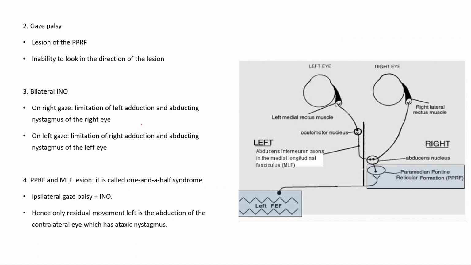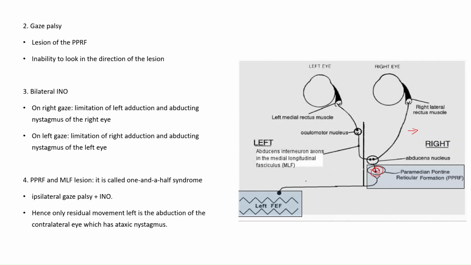So we need this beautiful diagram again to understand the other features also. So what is a gaze palsy? The defect is here in the parapontine reticular formation. So the patient is unable to look towards the right side. So right sided gaze palsy. Simple. The patient is just not able to move. There is no nystagmus. He just can't look towards the right.